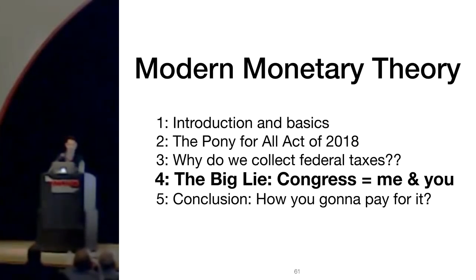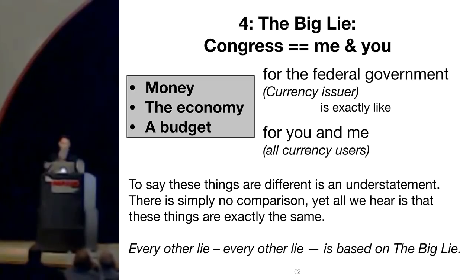The big lie. The big lie is all we ever hear. They say that money for the federal government is exactly the same as money to me and you, as currency users. Currency issuer. They say that the economy for currency issuers, for the federal government, is exactly the same as the economy for me and you. A budget for the federal government is exactly the same as a budget for me and you. This is the big lie.